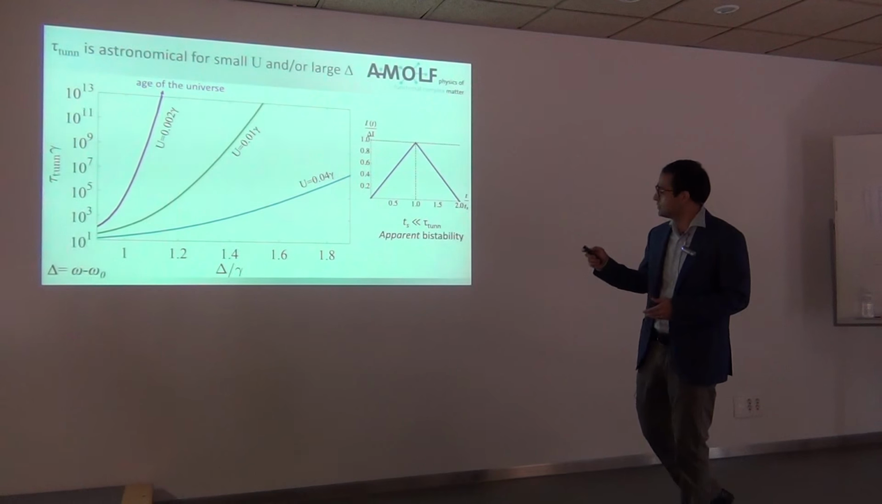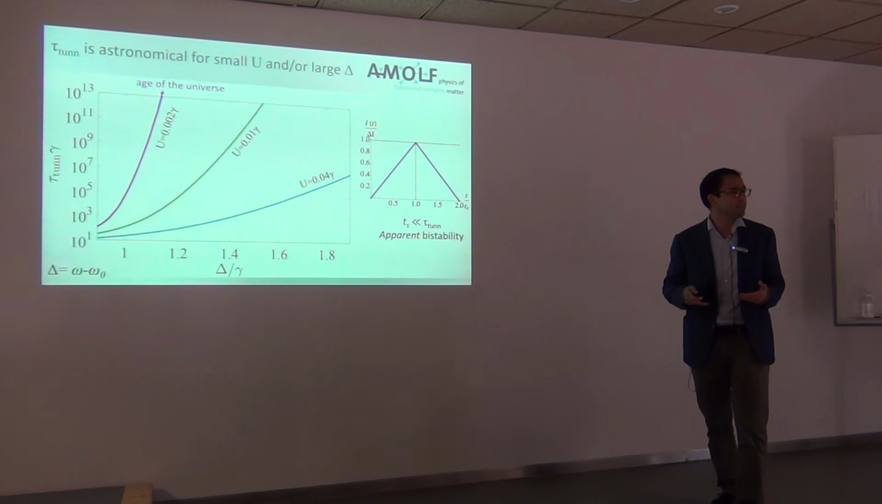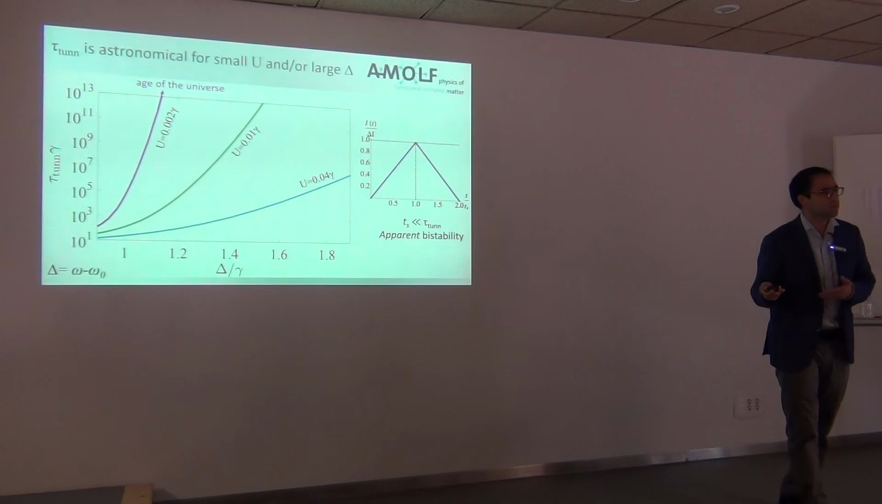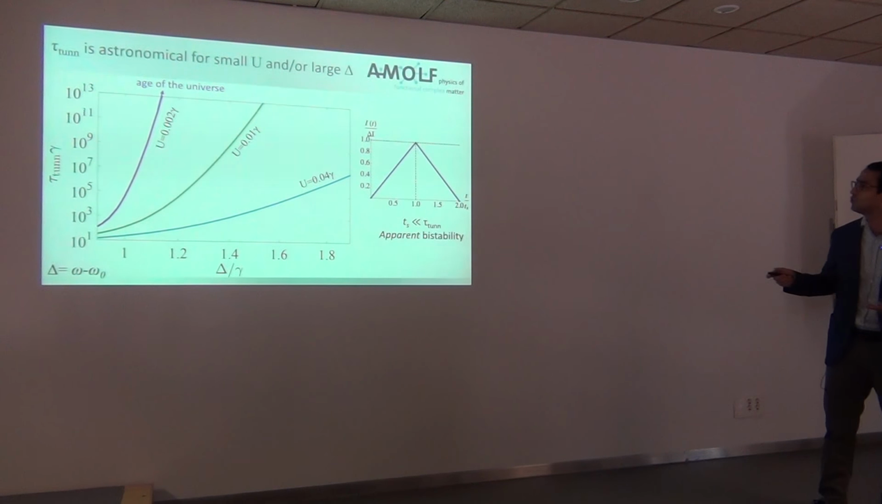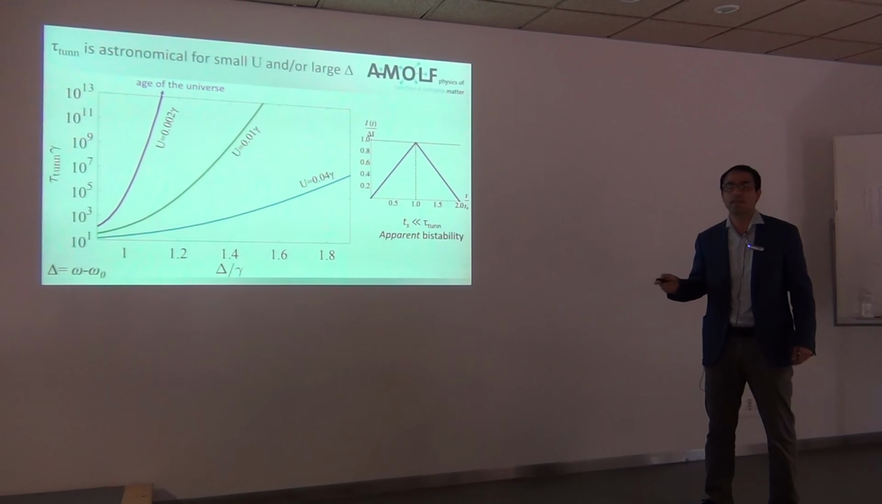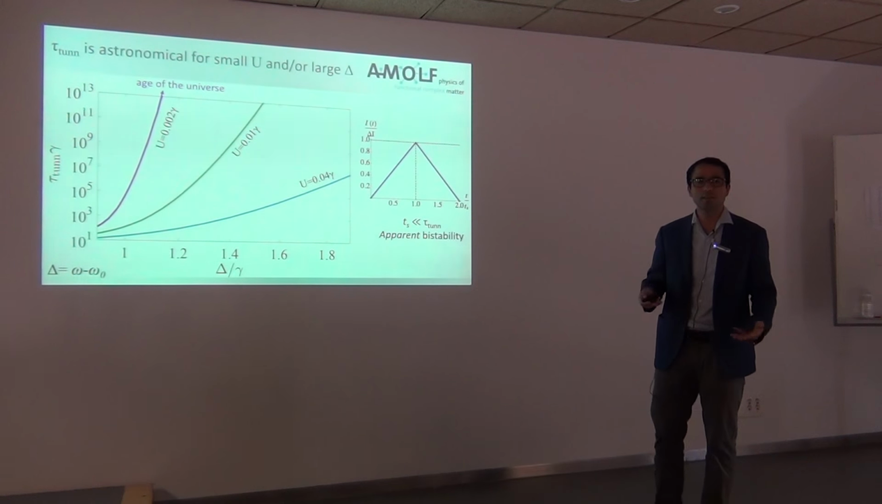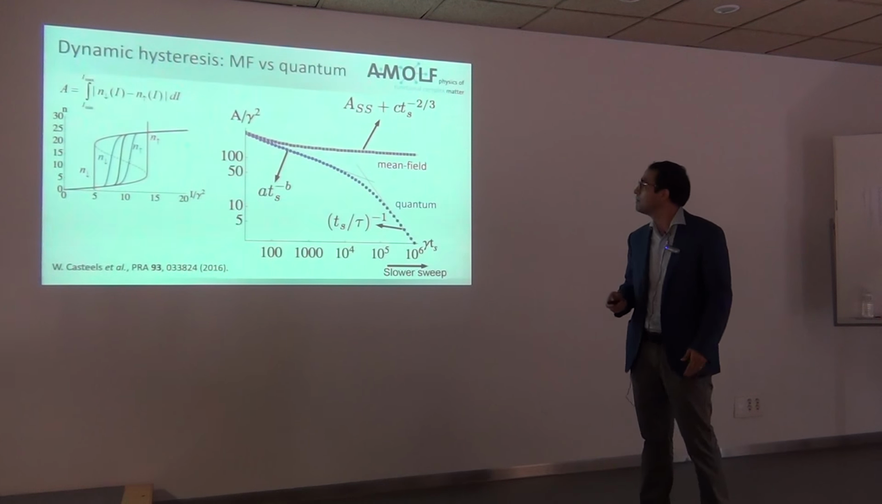So the implication of this time scale is that if you were to scan the driving power across a bistability, the transition from the classical to the quantum prediction would occur when the scanning time is commensurable with the tunneling time. So if you scan fast compared to this time scale, you will see a bistability, but if you scan slow, you will not.